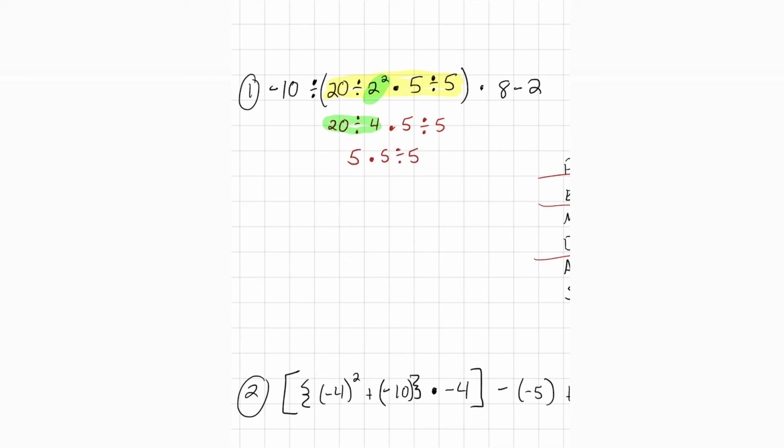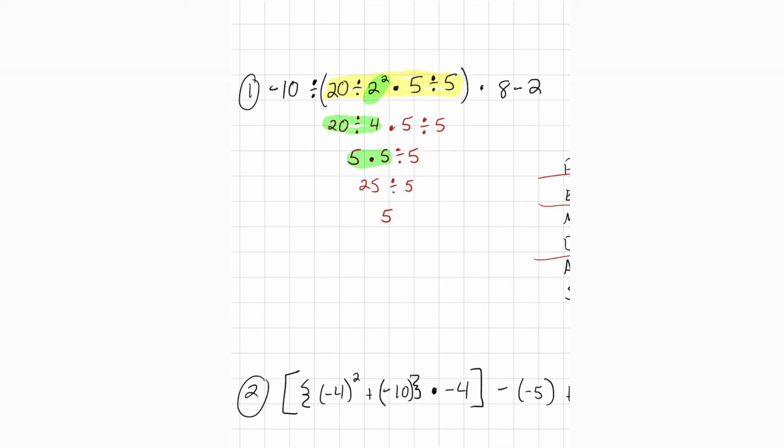Still working from left to right, 5 times 5 is 25. And now we're down to 25 divided by 5. And 25 divided by 5 is 5. So now we've been able to follow our order of operations and our rules from working left to right with multiplication and division to simplify that whole parenthesis to just the number 5.